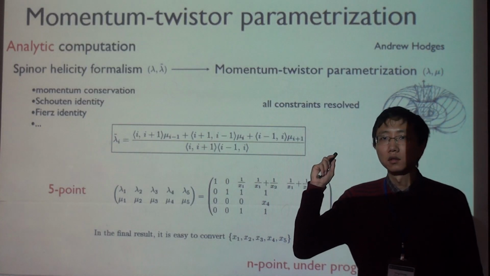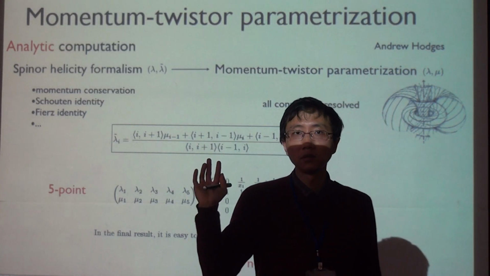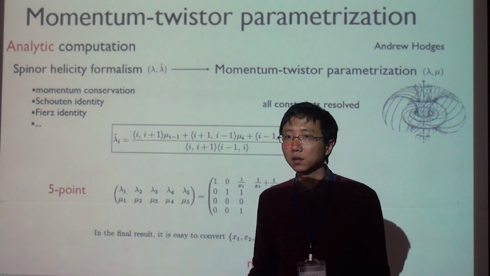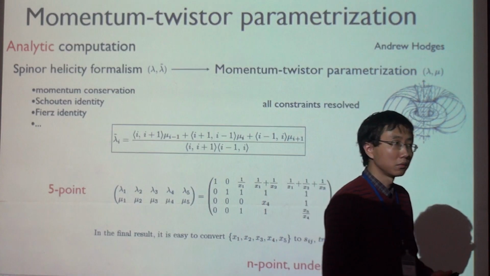That's the way we did it for this analytic 5-point QCD amplitude. But of course, if you just want the numerical value for that, then it doesn't matter what kind of formalism you are using. They're all the same.